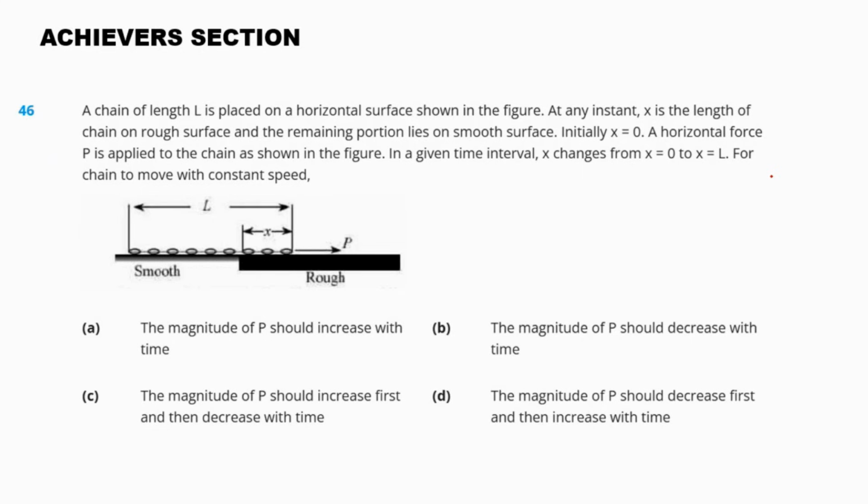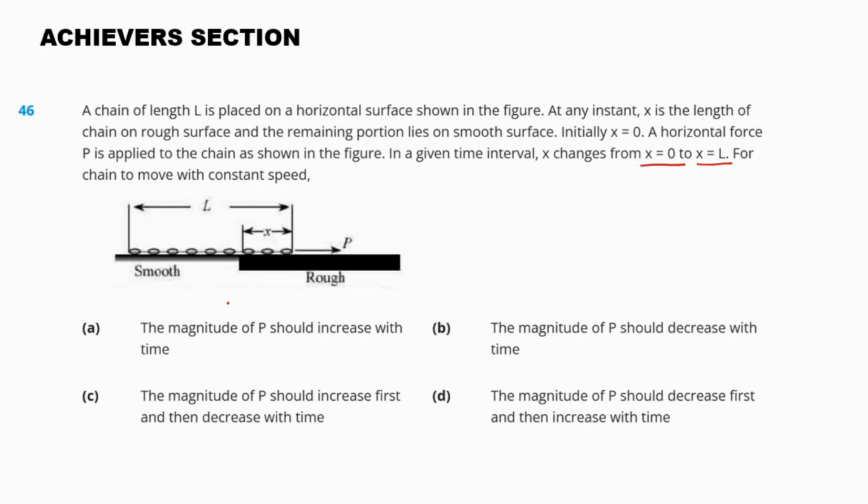This question says a chain of length L is placed on a horizontal surface shown in the figure. At any instant, x is the length of the chain on rough surface and the remaining portion lies on the smooth surface. Initially, x is equal to 0. A horizontal force P is applied to the chain as shown in the figure. In a given time interval, x changes from x equal to 0 to x equal to L. Okay, this is initial, this is final. For chain to move with constant speed. And all the options are for the magnitude of P.